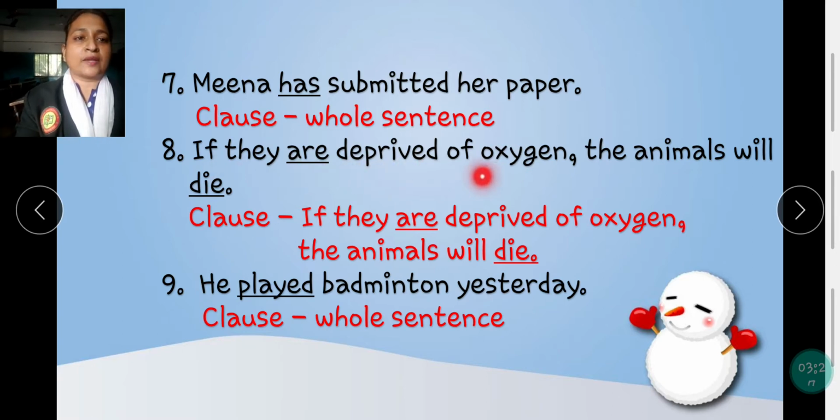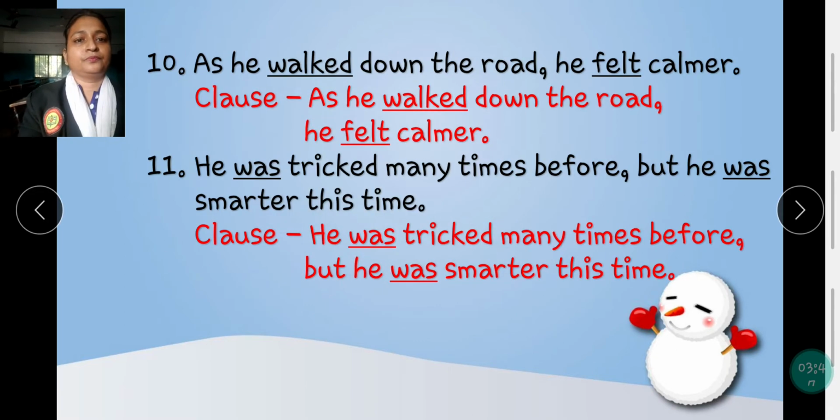If they are deprived of oxygen, the animals will die. Now here again we have two verbs, so two clauses. If they are deprived of oxygen is one clause and the second clause is the animals will die. He played badminton yesterday. We have only one verb, so the whole sentence is a clause.